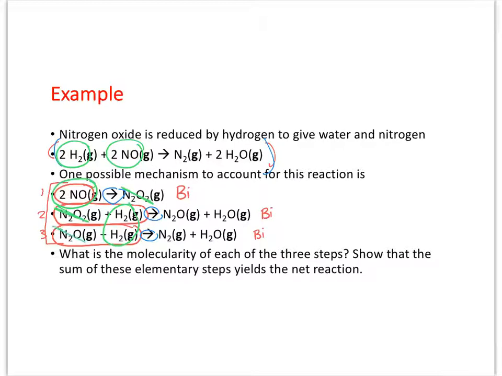I have this N2O canceling out here, so that's another intermediate that was made in step 2 and used in step 3, so those cancel out. And then I have nitrogen molecule and two hydrogen. So this could be verified. It does add up to the overall reaction.